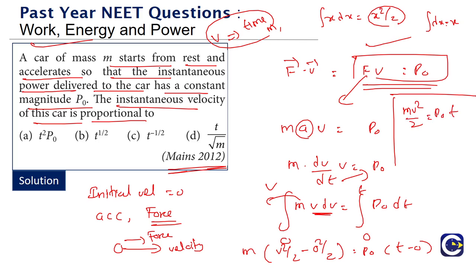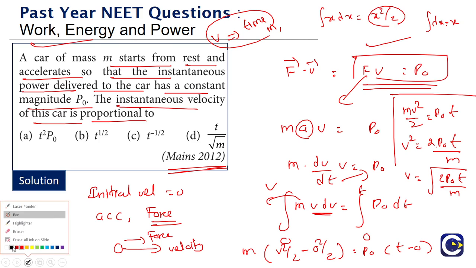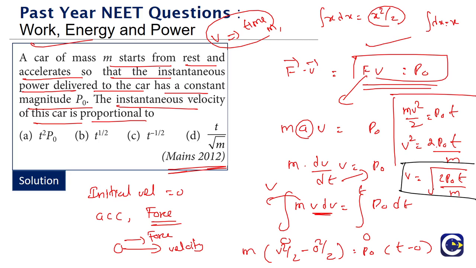Now if you take everything to the other side, v square will be 2 p naught t by m, which means v is equal to root of 2 p naught t by m. So what is the relation that we have? The instantaneous velocity, we can see, is proportional to t power half. The instantaneous velocity is proportional to t power half.